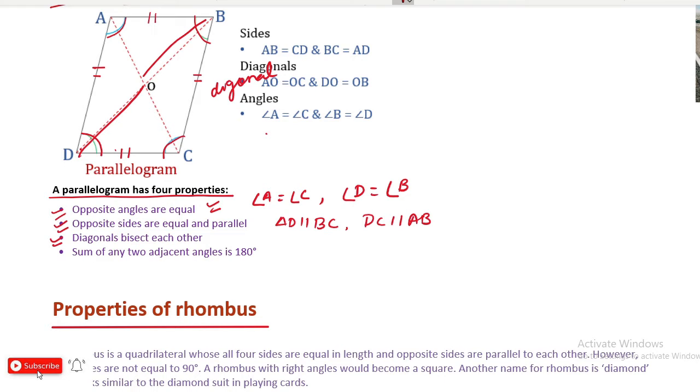Okay, so we can write here OD is equal to OB. Okay, now the fourth property: the sum of any two adjacent angles is 180.